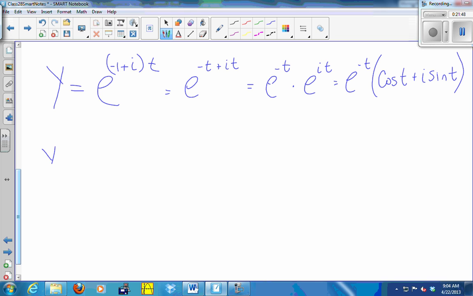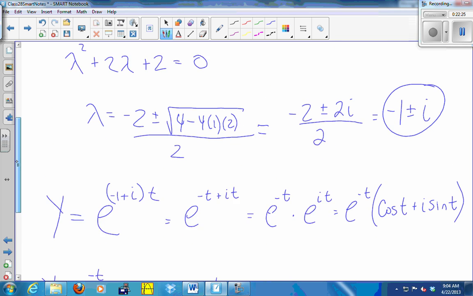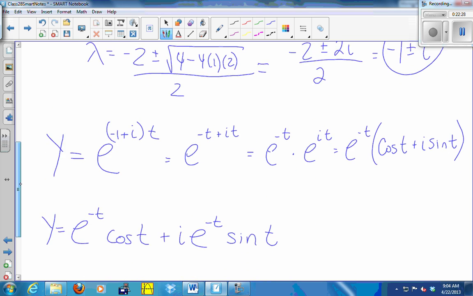Distribute the e to the -t: e to the -t cosine t plus i e to the -t sine t. And then we know that we need an eigenvector, because the general solution is e to the lambda t v, right? Those are the solutions. So I need the eigenvector. Let's see, so you have to write it out.